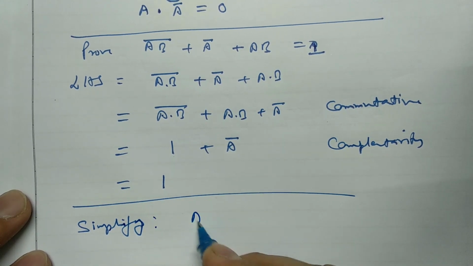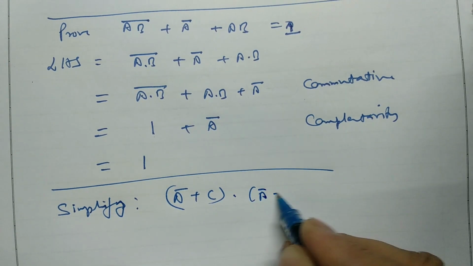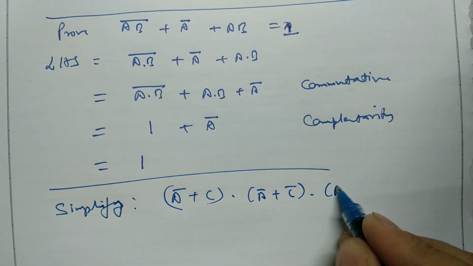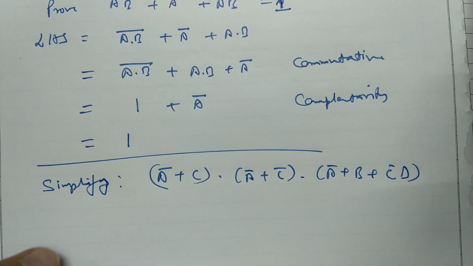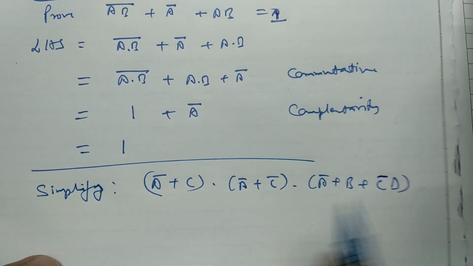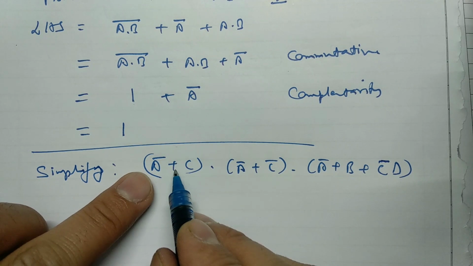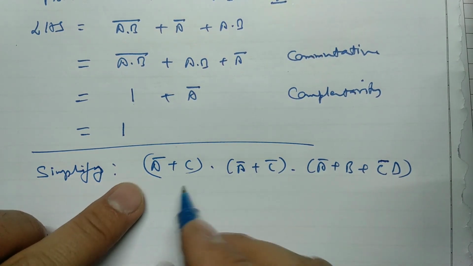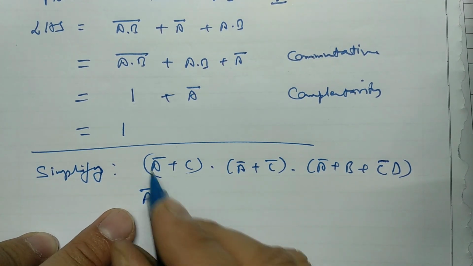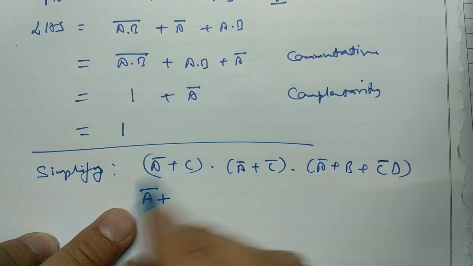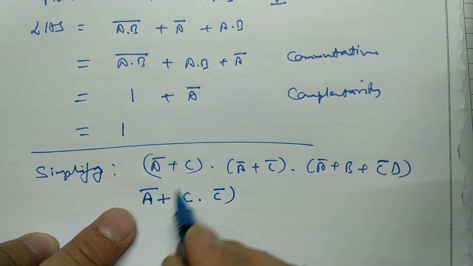Simplify this term: A naught or C, A naught or C naught, A naught or B or C naught D. Simplify means reduce it and get the most simplified form. Now here you see A naught or is common. Common is the expanded form of the distributive law. So let's take common A naught or outside. What is left here is C, and what is left from here is C naught.